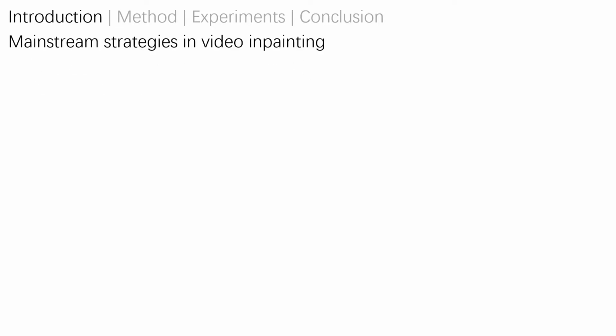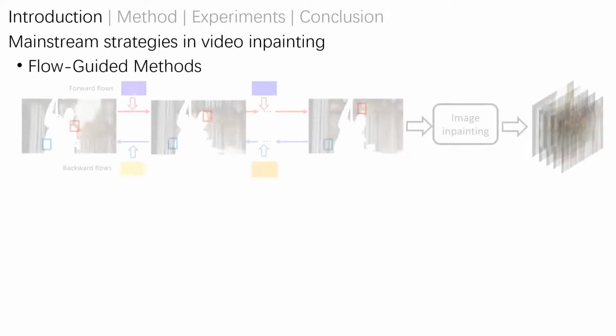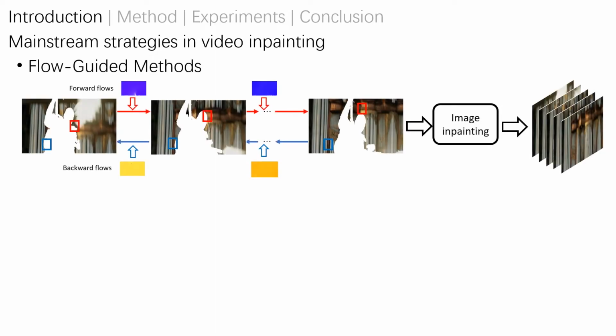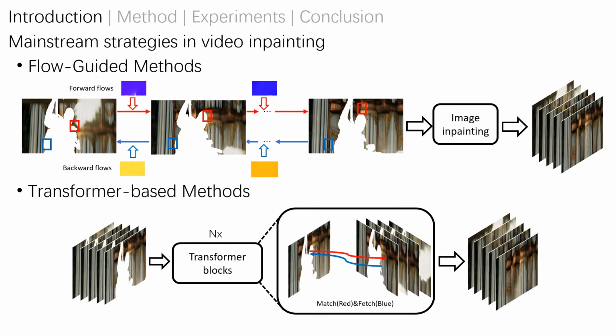Currently, there are two types of strategies. Flow-guided methods restore the corrupted optical flows first, and guide the content propagation across all frames through the video, while transformer-based methods encode multiple frames and utilize the self-attention strategy to fill the corrupted regions.